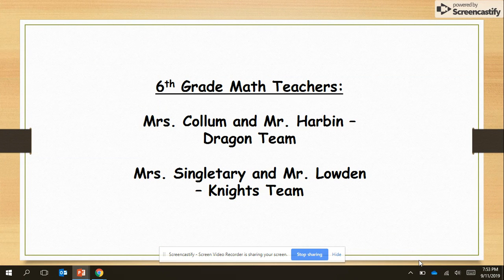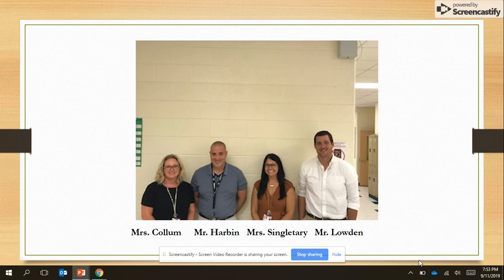So to start out with, the sixth grade math teachers: we have Miss Calm and Mr. Hardman on the Dragon team, and then we have Miss Singletary and myself, Mr. Loudon, on the Knights team. So for you to get a glimpse at your teachers, we have Miss Calm on the far left, followed by Mr. Hardman, Miss Singletary, and myself on the far right.